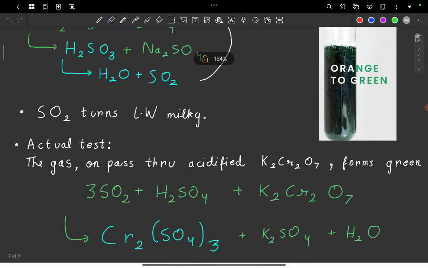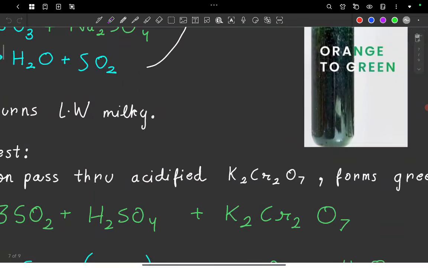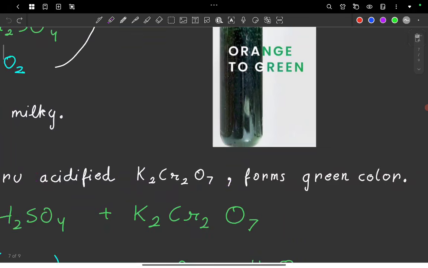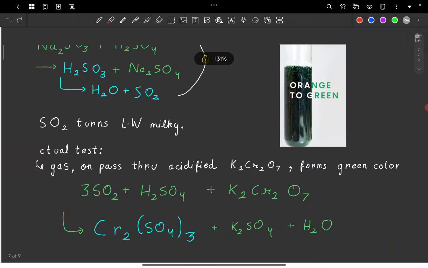But now, what is the actual test? When we pass this gas, the sulfur dioxide, through acidified K2Cr2O7, basically on a strip, it will form a green color. K2Cr2O7 is normally orange in color, but on passing this gas through it, it will form a greenish substance.